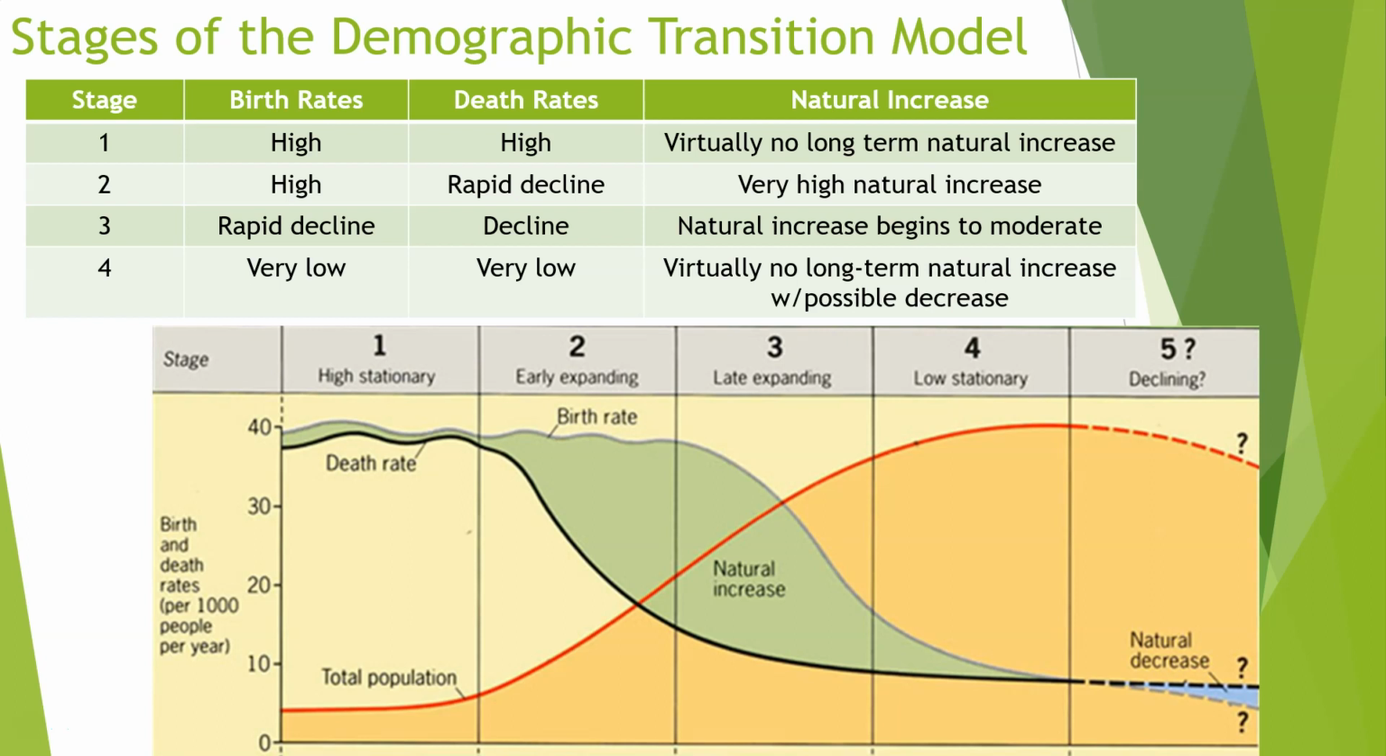Stage 3, as we get into industrialization, you're going to have a continued decline of the death rate, a very rapid decline of the birth rate as more opportunities are available for women, other options, less of a need to have more children to work in the fields, that sort of thing. We start to see a leveling off or a moderation of the natural increase rate. And then stage 4, continued low birth rate, very low death rates, really no natural increase rate, but possibly as we move into the end of stage 4 into stage 5, a declining natural increase rate.